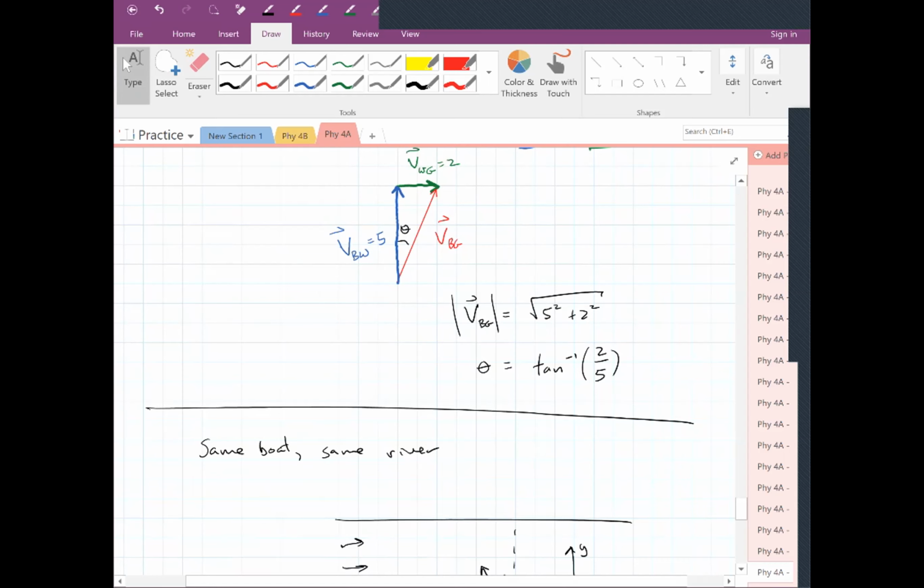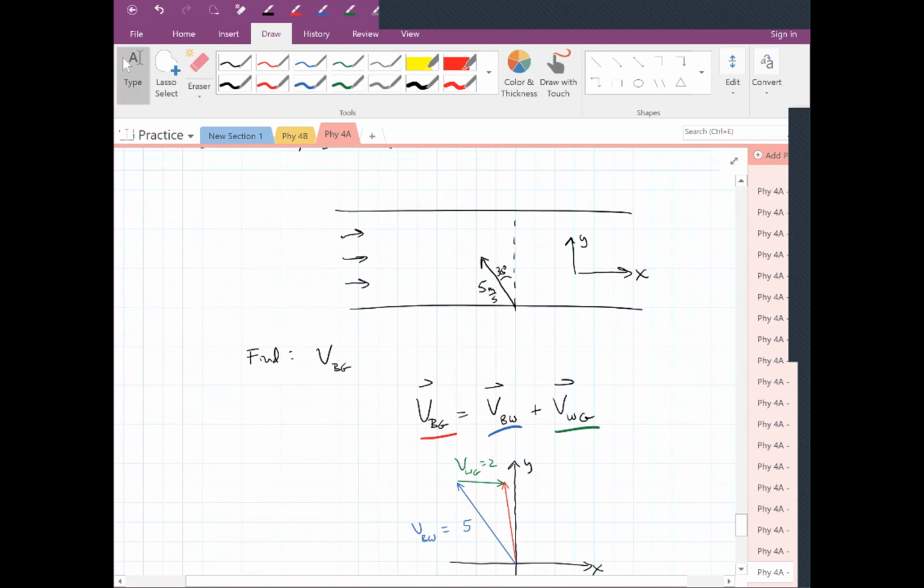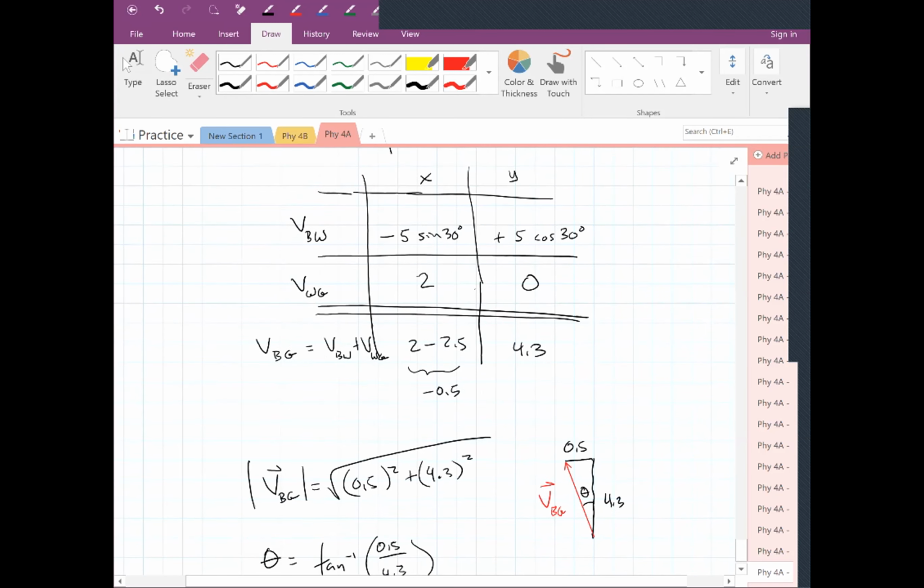So you're probably wondering why you need this formula. We just keep adding these vectors together, right? Well, let me give you an example where we have to subtract vectors.